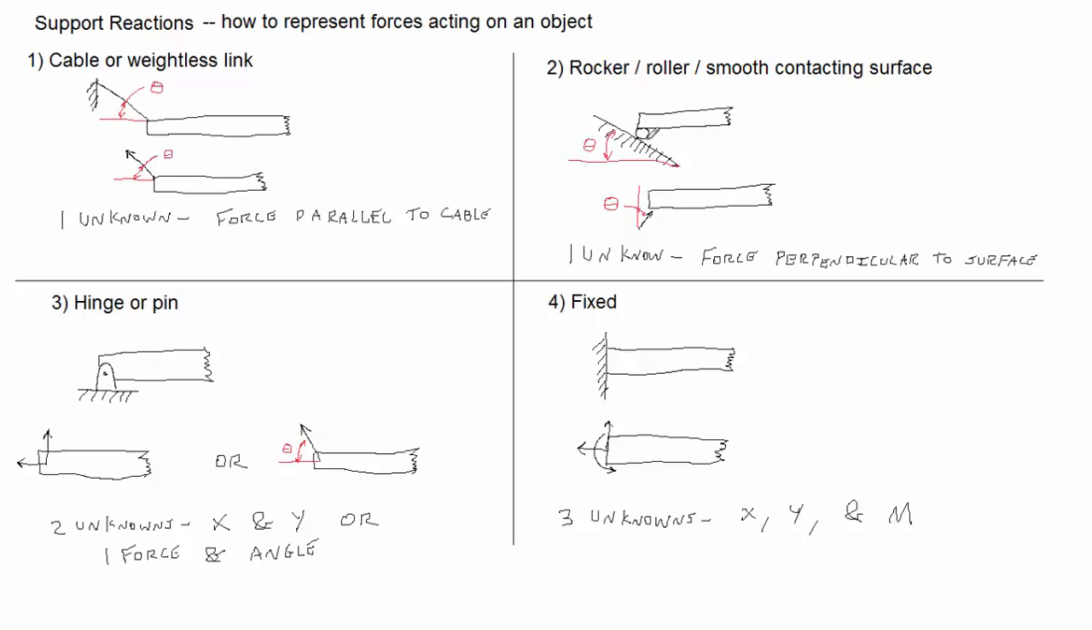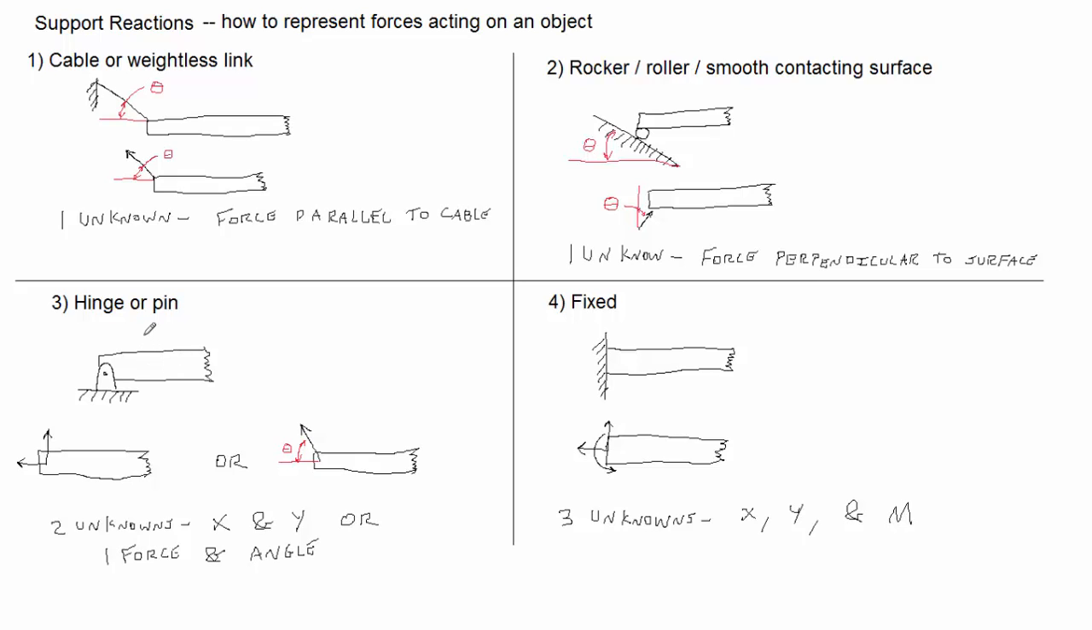Likewise, the rocker or roller would allow us to roll the object back and forth. It would allow us to pivot the object. The only thing it wouldn't allow us to do is to push the object into the surface, so it has one unknown there. The hinge or the pin doesn't allow us to move the object up or down, does not allow us to move the object left or right, but would allow it to pivot. So therefore, there's an unknown X and an unknown Y. There is no unknown moment.